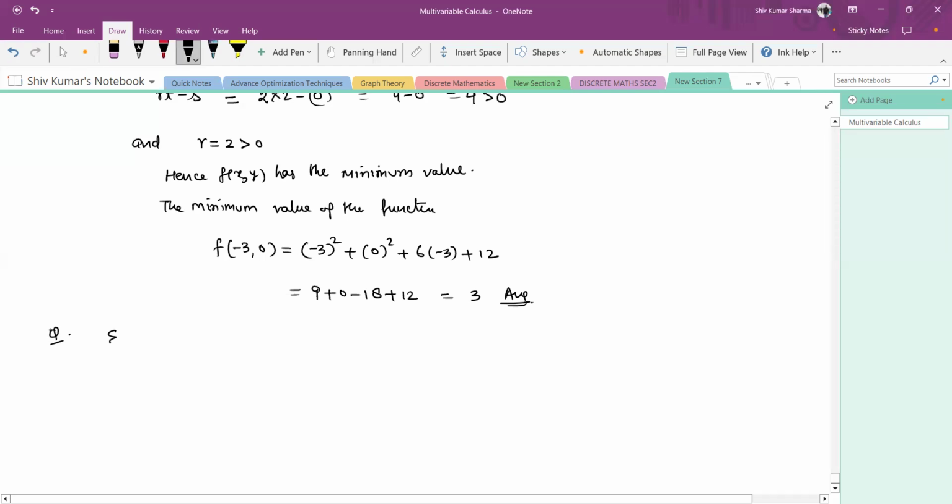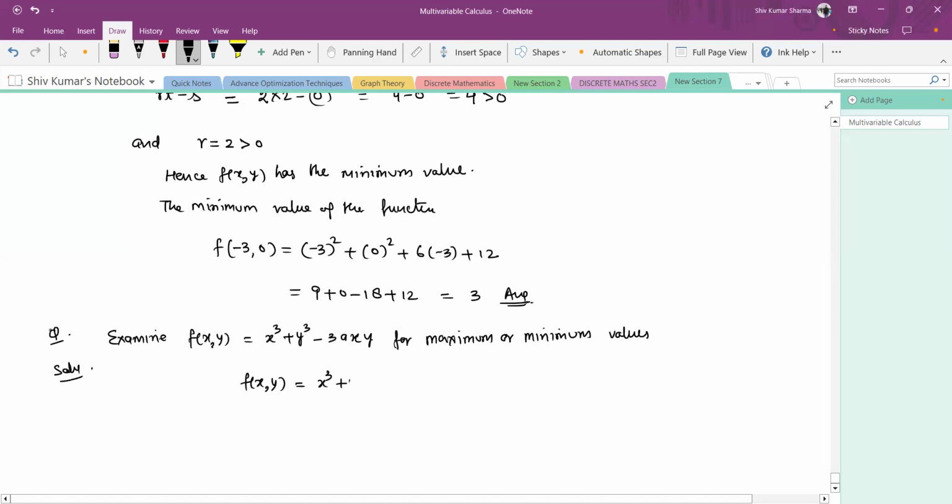Next question is that examine f of xy is equal to x cube plus y cube minus 3axy for maximum or minimum values. So when we do the solution of the function given as f of xy equal to x cube plus y cube minus 3axy.